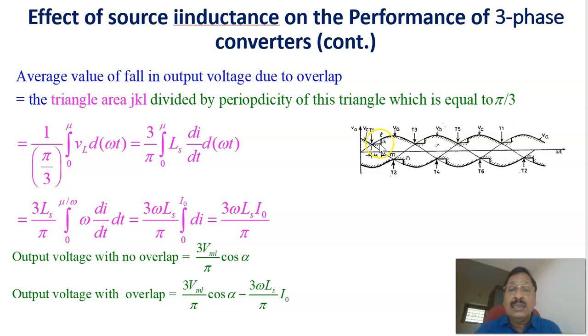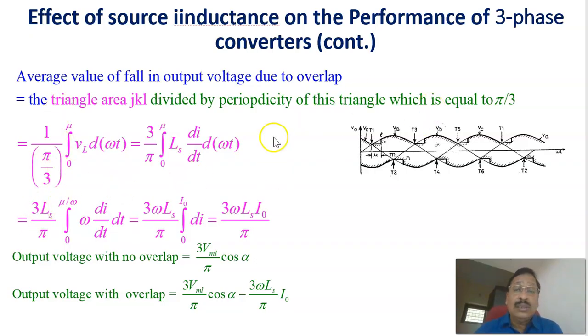Actually, this is the conduction angle, that is mu. It is the overlap angle mu. Sorry, it's the overlap angle, 0 to mu integral VL d omega t. For this, therefore, that is equal to 3 by pi integral 0 to mu, LS di by dt d omega t.